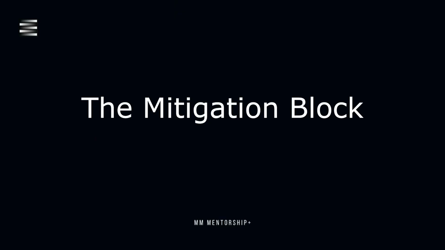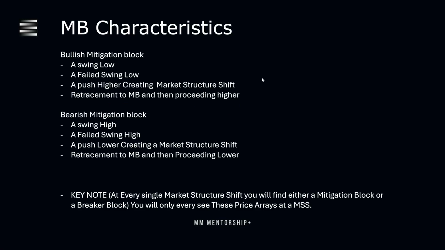Right, this is the episode for the mitigation block. You'll see it on some people's charts as MB, but that's just short for mitigation block. A bullish mitigation block is characterized by a swing low, then a failed swing low, a push higher, creating a market structure shift, and that will create the mitigation block. To trade it, you then wait for a retracement back to the mitigation block, and then it will proceed higher.